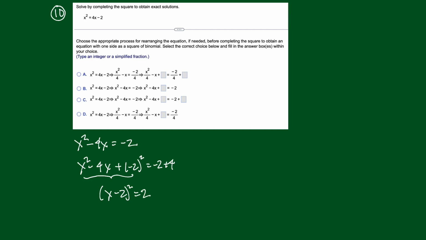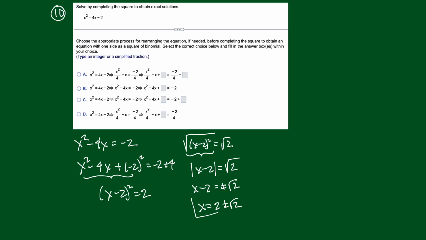Now I've got a number squared equaling a number. Take square roots, both sides. Square root of the quantity x minus 2 squared is equal to the square root of 2. Now, the square root of the square is the absolute value, x minus 2. That's equal to, can't simplify that, but now I can remove the absolute value, so now I get a plus or minus. So I get x minus 2 equals plus or minus square root of 2. One more step, let's just add 2, so we'll get x equals 2 plus or minus square root of 2.